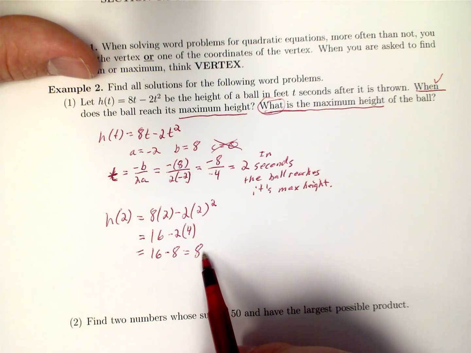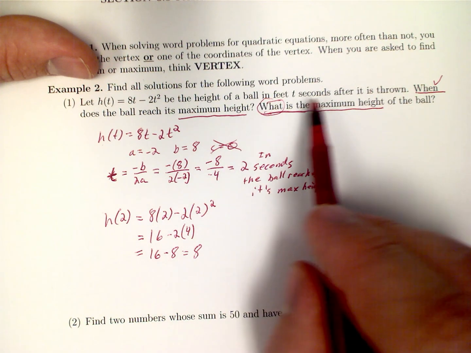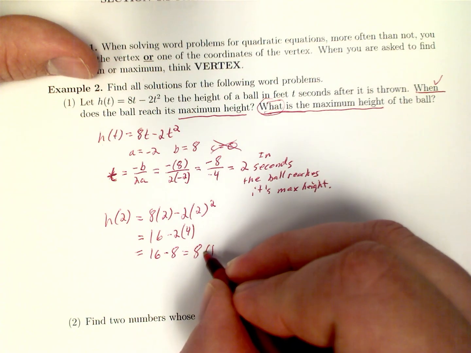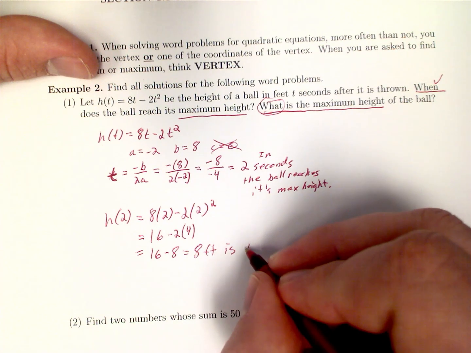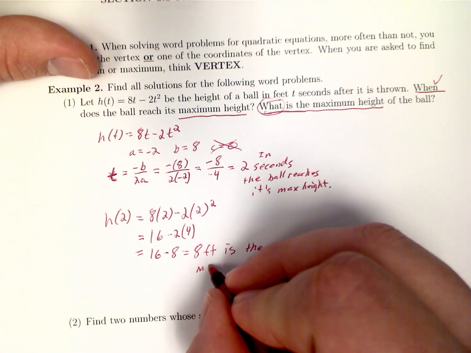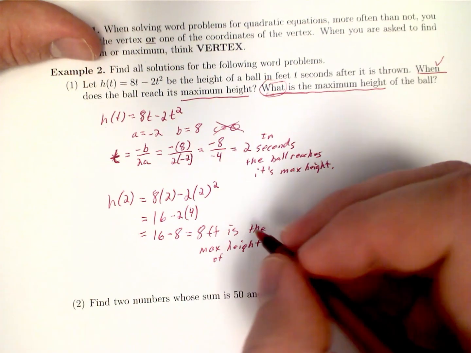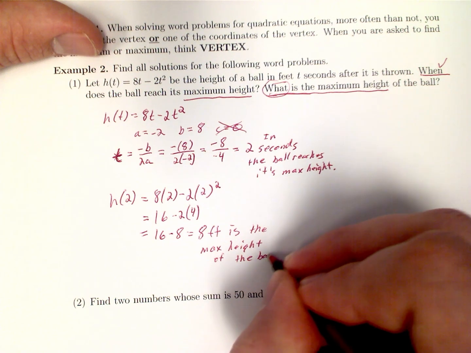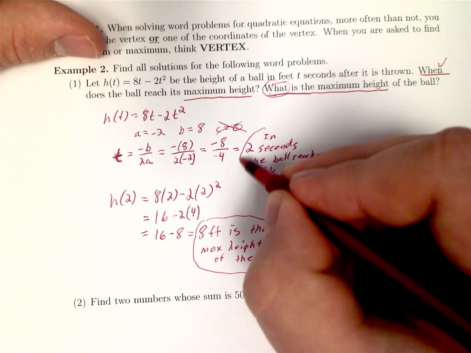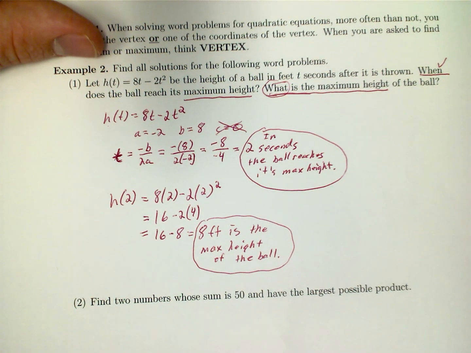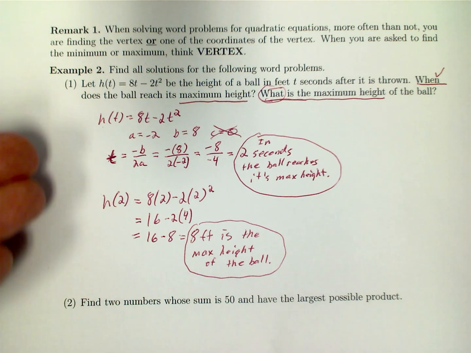It's 8. Let's give it some context. 8 miles, 8 light years? No, it's 8 feet. Okay, and 8 feet is the maximum height of the ball. So units are important, but also giving context to what's going on is usually a pretty good idea too. All right, so that's for something like this.